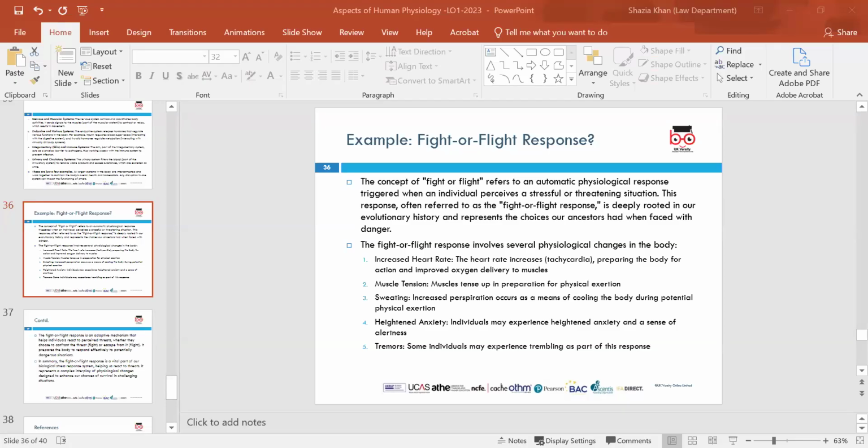So you need to make sure all the organs work together to prepare your body. This is also known as the stress response, and the three stages of the fight or flight are the alarm stage, the resistance stage, and the exhaustion stage as well. And this is something that's quite historical as well. So this is an example that we've looked at in regards to fight or flight.